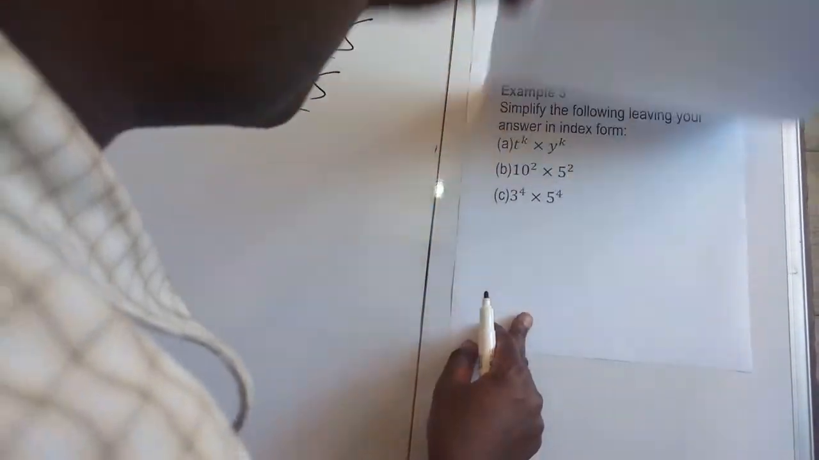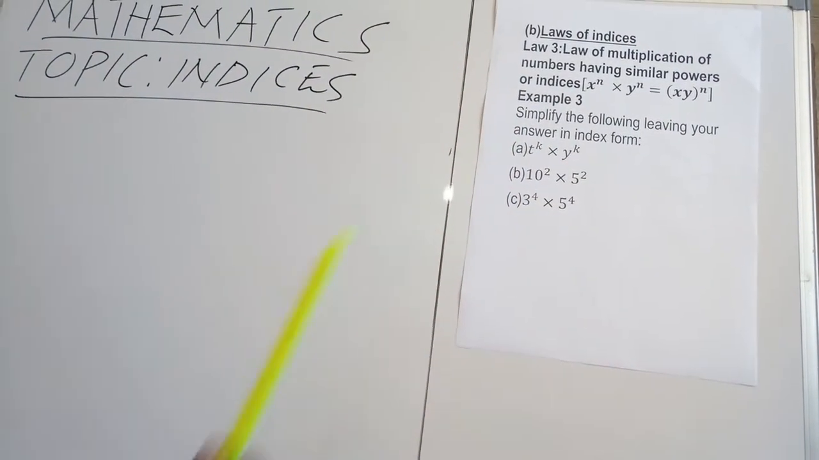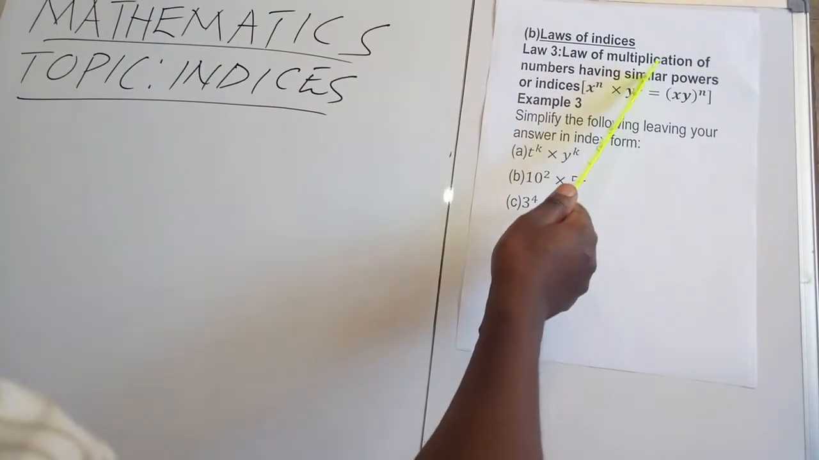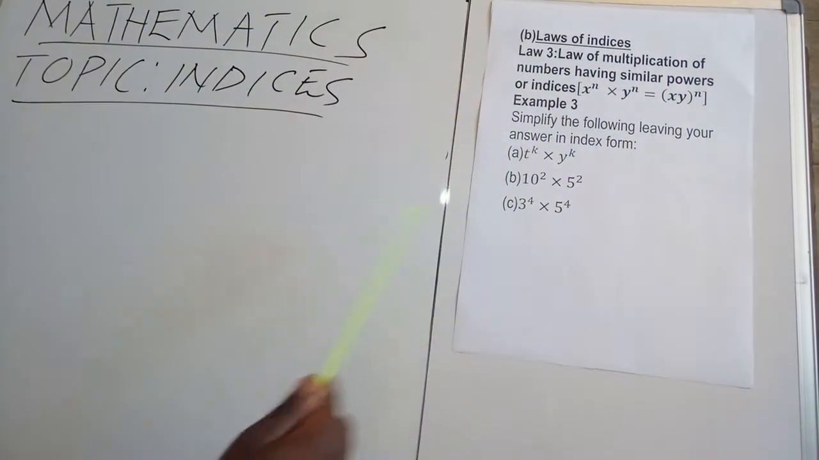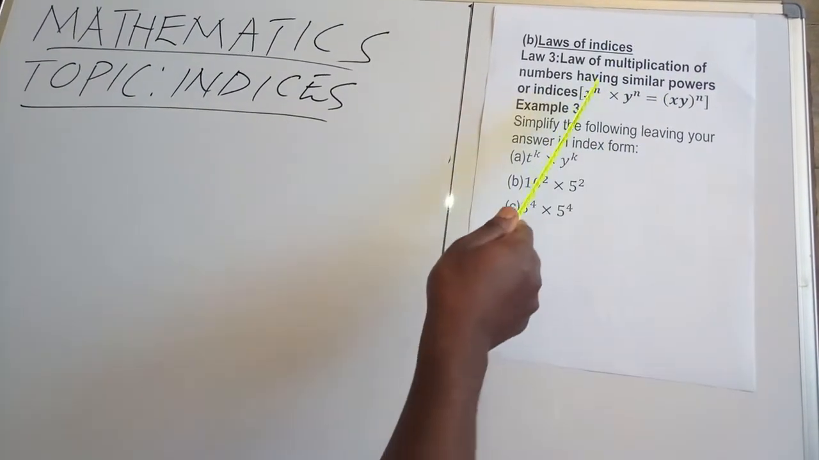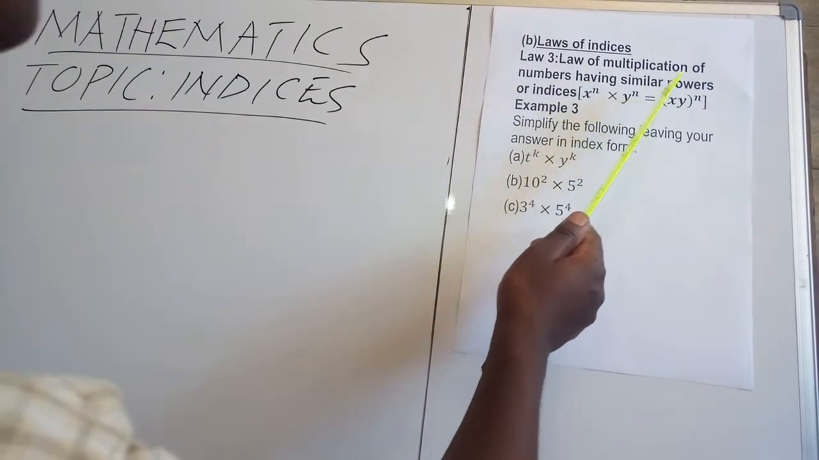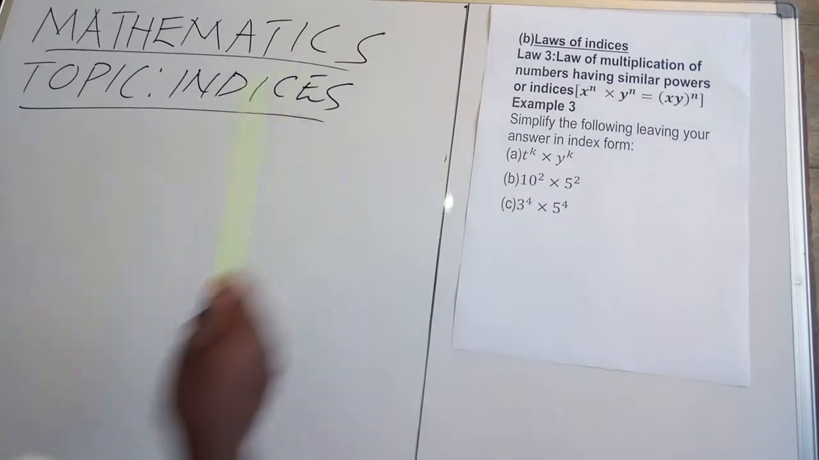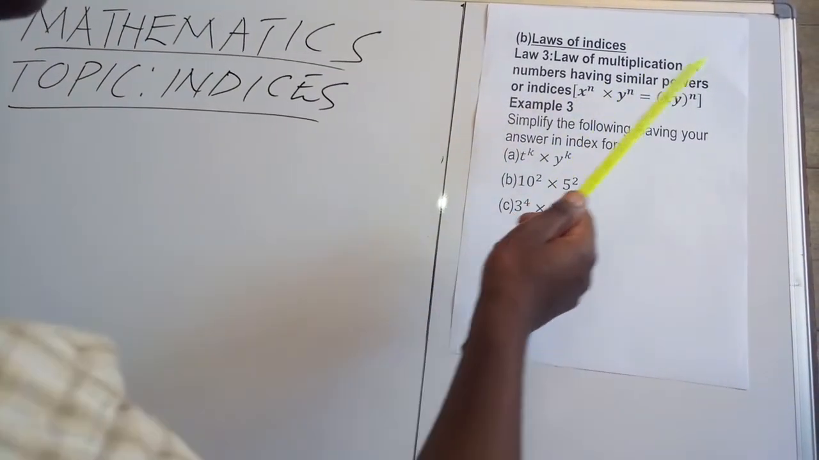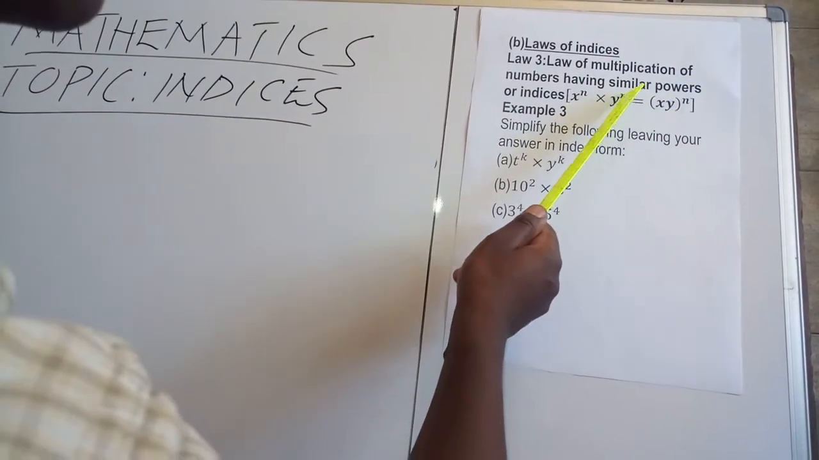Now we go to our third law. The third law is a law of multiplication of numbers having similar powers or indices. Now, how is the law stated? This is how the law is stated. X power n times y power n. The outcome is xy raised to power n. So what do you do? You multiply the bases and let that product you obtain assume that similar power.